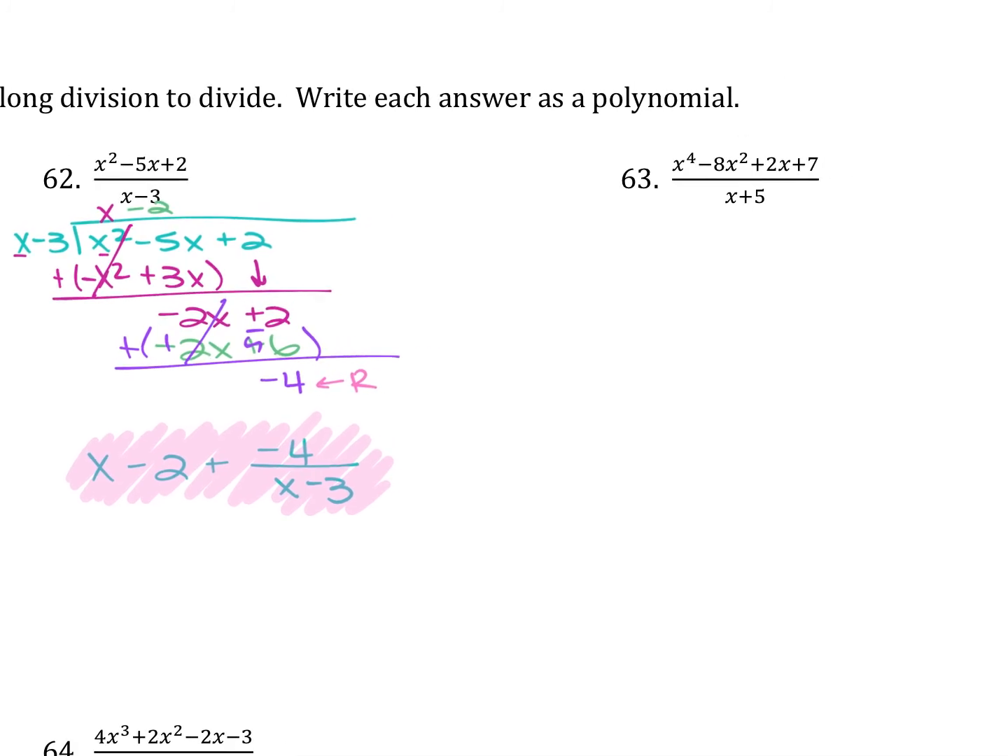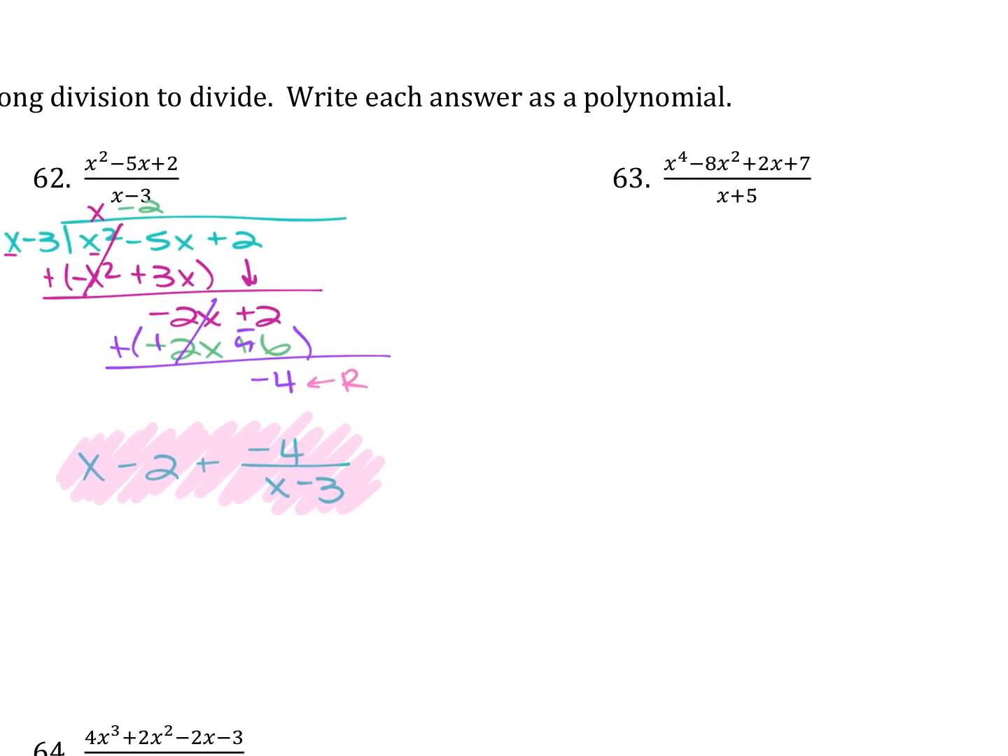For 63, we have x to the 4th power minus 8x squared plus 2x plus 7 all over x plus 5. So with this one, we're going to put the x plus 5 on the outside. On the inside, you're going to have x to the 4th power. You're missing an x cubed, so you're going to plug in plus 0x cubed minus 8x squared plus 2x plus 7. Your x times what is x to the 4th power? That's x cubed. So we multiply the x cubed times x, that's x to the 4th.